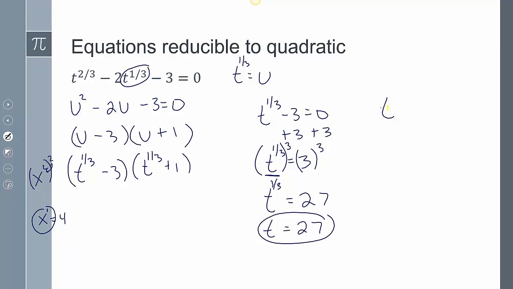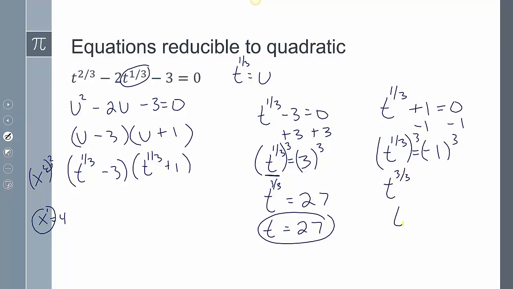Our next one, t to the 1/3 plus 1 equals 0. Solving for that, I get t to the 1/3 equals -1. You just take the same step. Take it to the 3rd power. So it becomes t to the 3/3, which is t. -1 to the 3rd power is -1. And so that is your answer. And that's the end of this lesson.